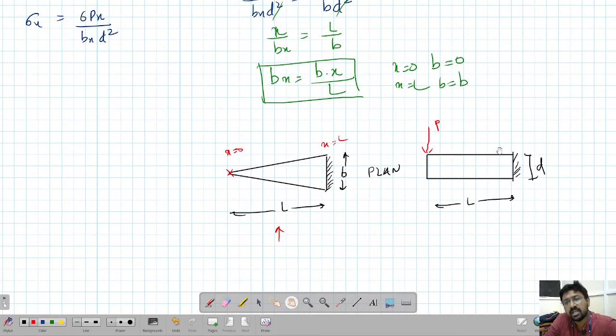Now, if it was UDL, it will be different. If it is a simply supported beam, the shape will be different. Okay, so different shapes are there. Let's see if there is a previous year KTU problem related to that. I will solve that also for different loads. But this is the idea.